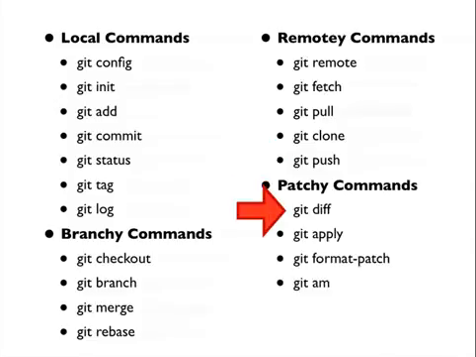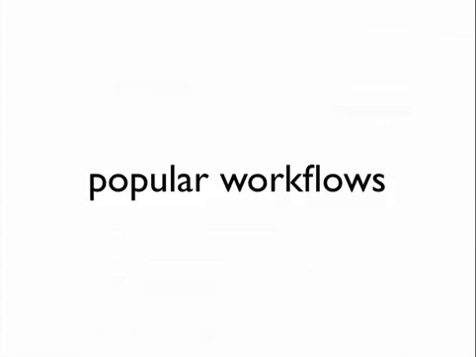Git diff will show us a unified diff of two different trees. Git apply will apply that diff to our current tree. Git format-patch will give us an email formatted diff, and git am will apply that and create a new commit object. So these are the 20 or so commands that you're going to need to know in Git to do most of the stuff that you're ever really going to do in Git.